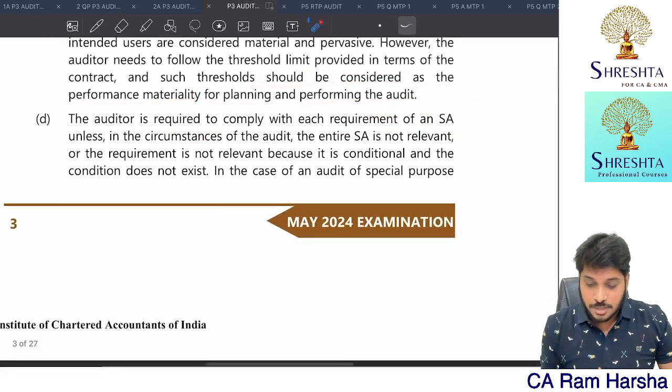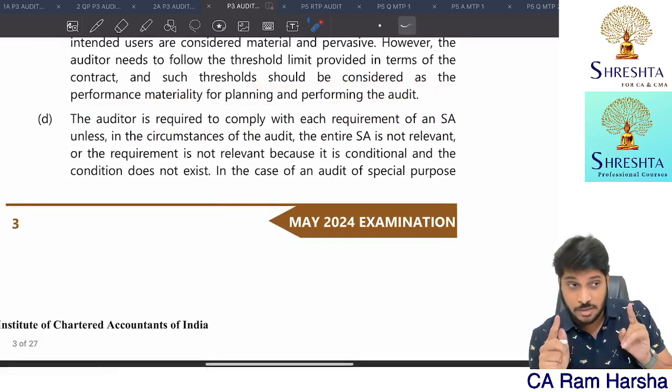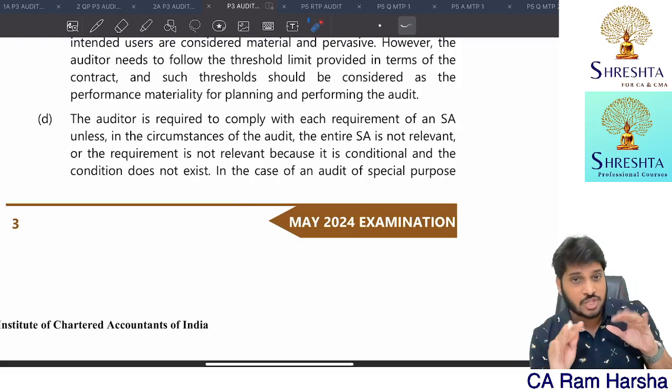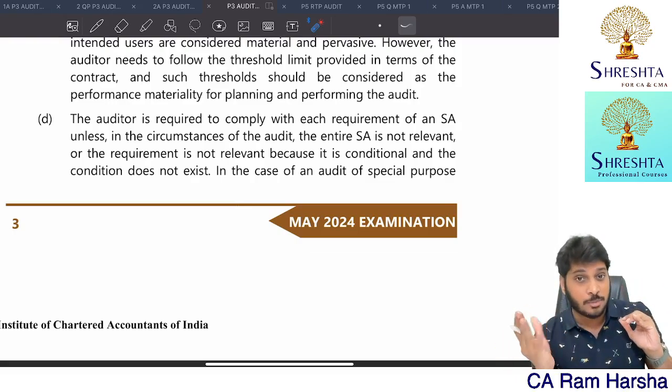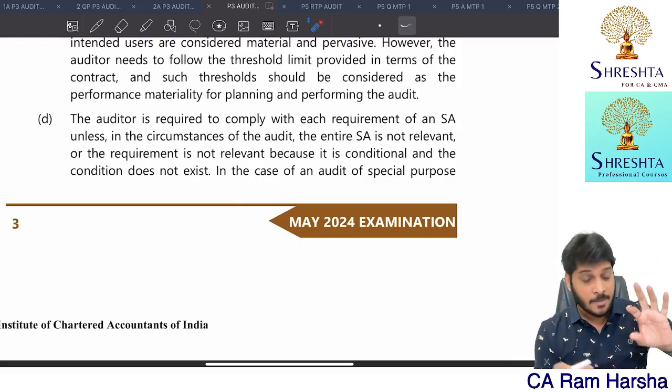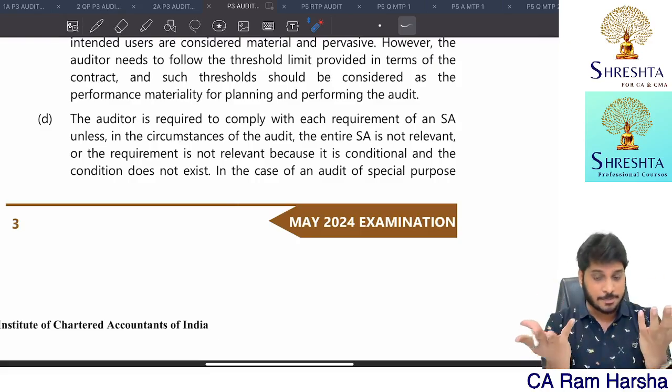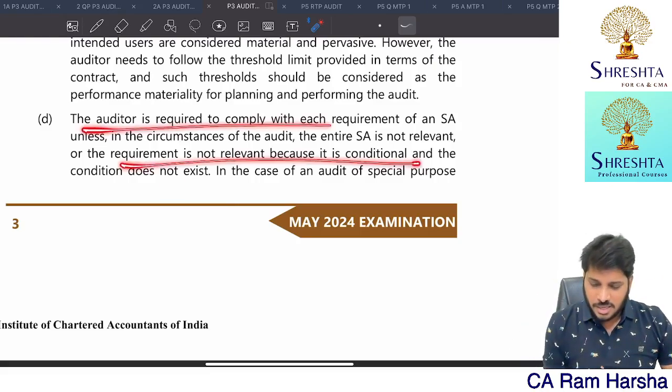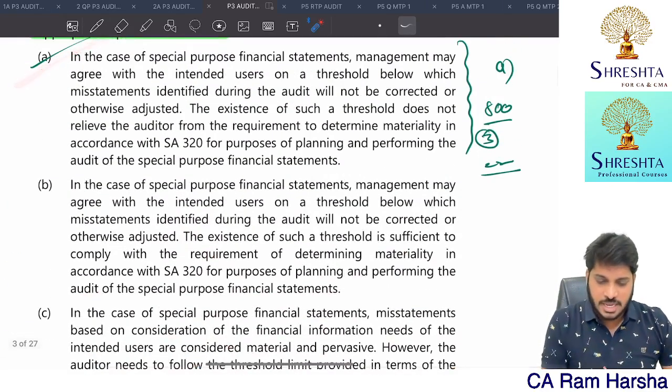That's wrong. Here you see 5,000 euros, the contract says below which there is no need to correct mistakes. Only 5,000 euros and above we will correct. 10,000 euros and 2 lakhs is the overall materiality and performance materiality the auditor has decided. That is absolutely correct. The auditor is right in his approach. So I think the remaining options I'm not reading. So straight away the answer is A.